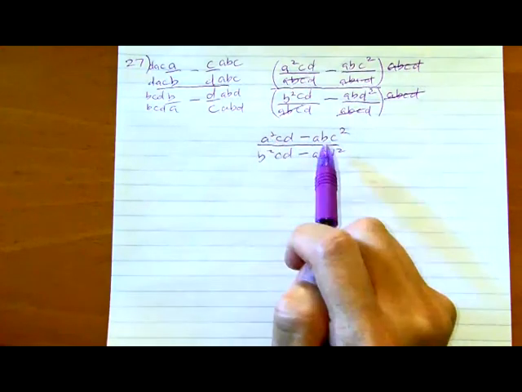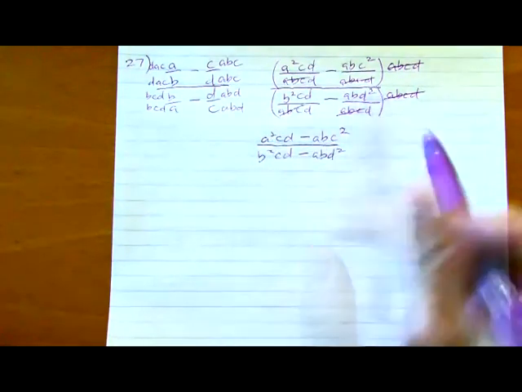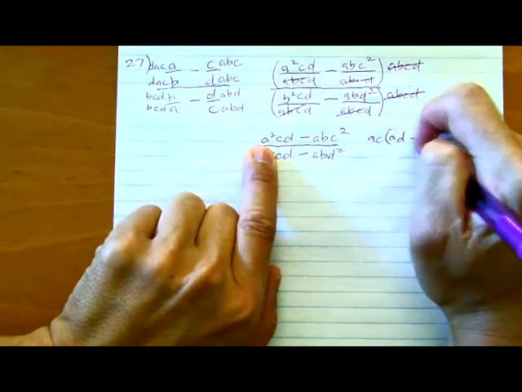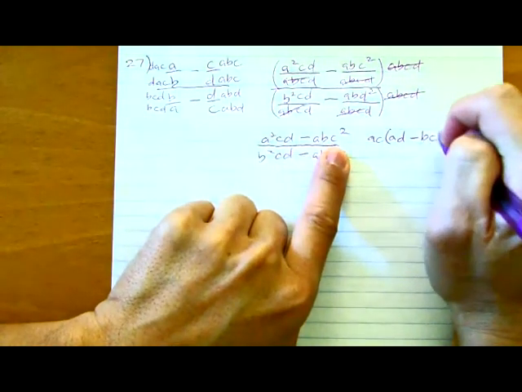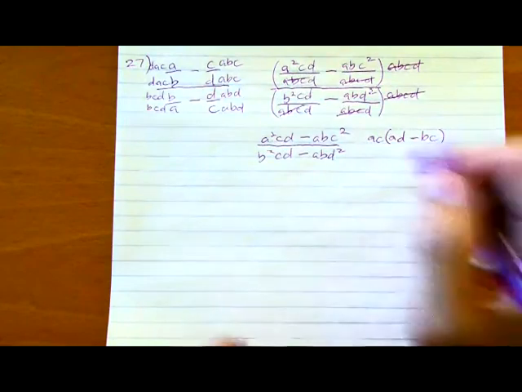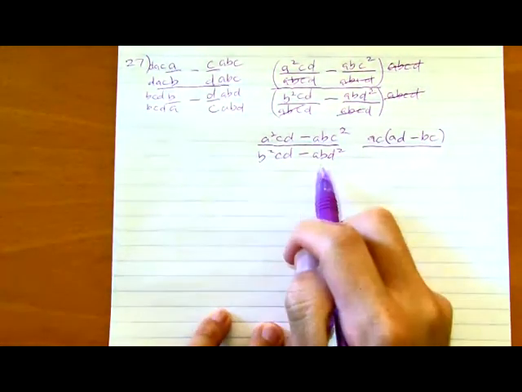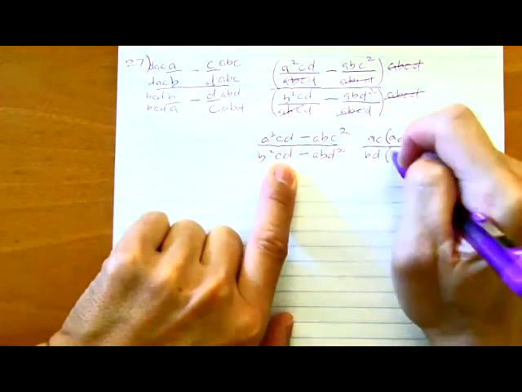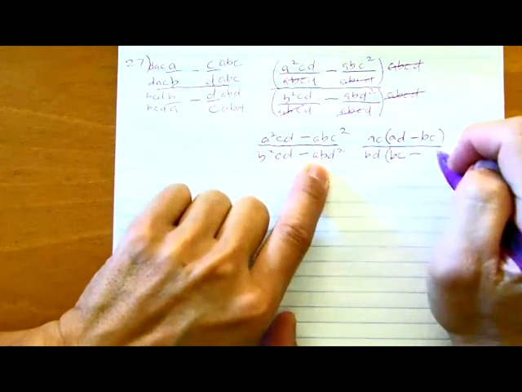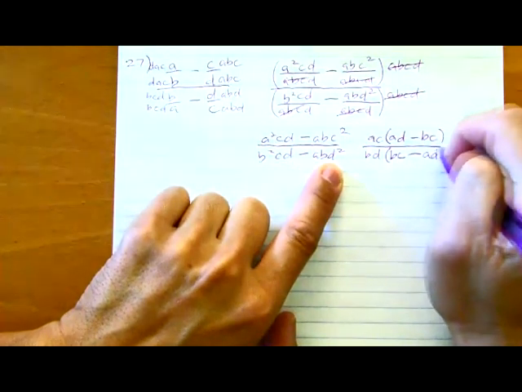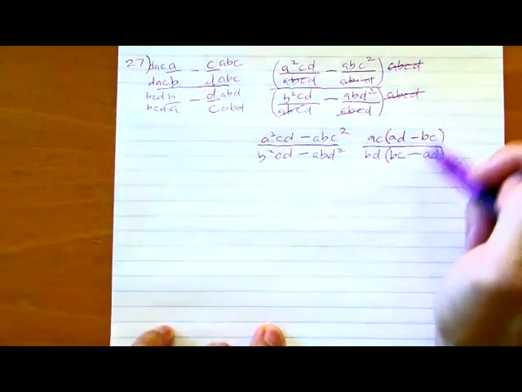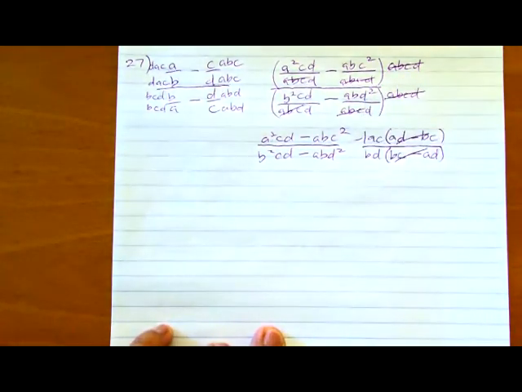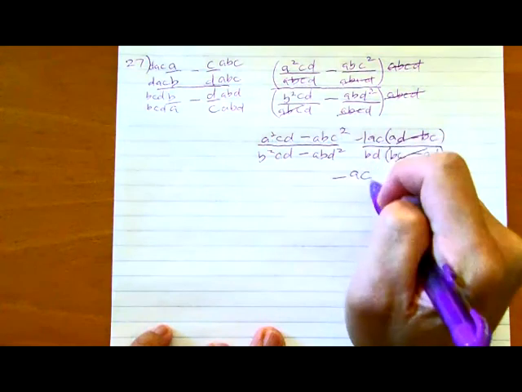The numerator, the top, has an AC in common for both terms. I'm going to factor out an AC. That'll give me AD minus BC. On the bottom, they have a B and a D in common. If I factor a B and a D, that's BC minus AD. Oh, the parentheses are opposites. I can cancel, replace with a negative 1. So that'll give me negative AC over BD.